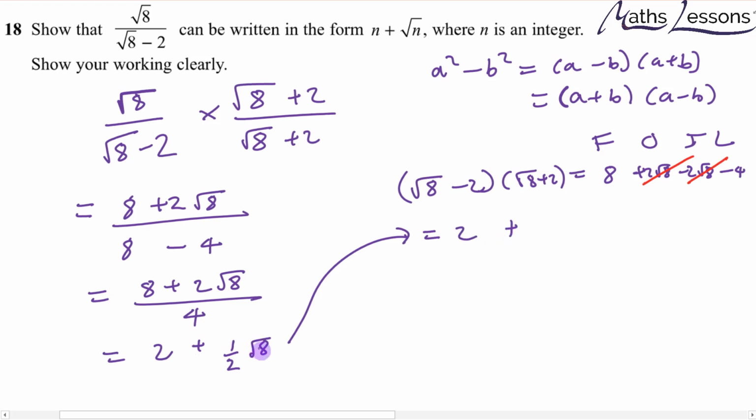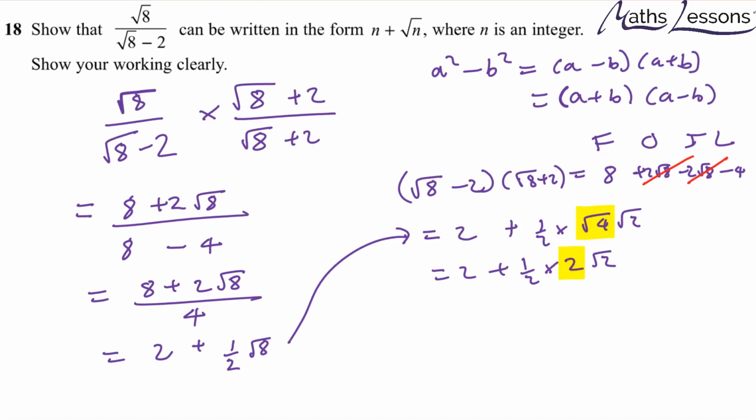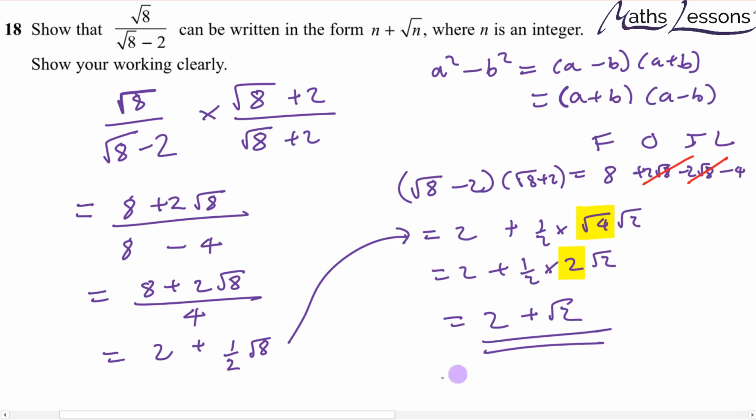Now root 8 is the same as square root of 4 times the square root of 2, and the square root of 4 is just 2. So you get 2 plus a half times 2 times square root of 2. So there you go, that root 4 is the same as that 2. And a half times 2 is just 1. So we're left with 2 plus 1 lot of root 2, which gives us our answer just like they wanted it.